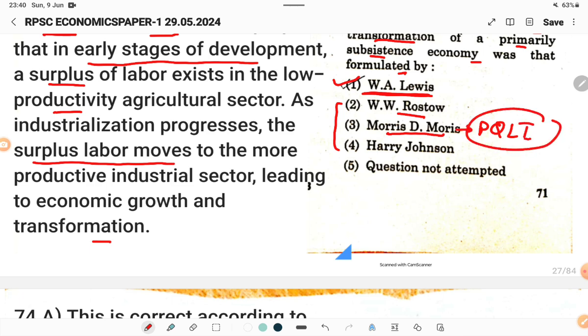And the last, Harry Johnson, similarly there is no widely recognized theory associated with Harry Johnson in the context of economic development.